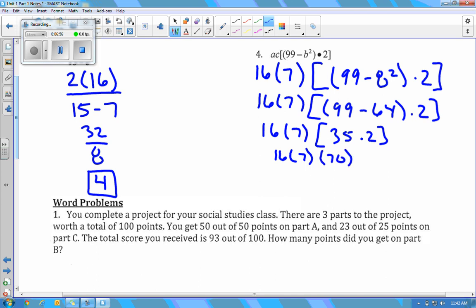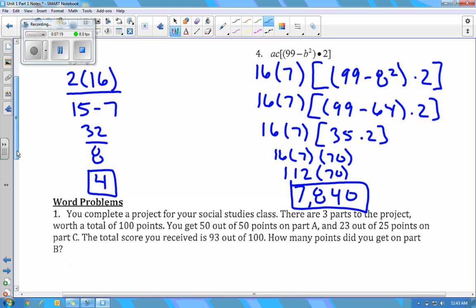So now all I have is multiplication, so I go left to right. 16 times 7 is 112. 112 times 70 is going to give me 7,840. Okay, so again, a lot of steps, but if you just follow the steps, you'll get the right answer. Okay? Make sure you have all that down.